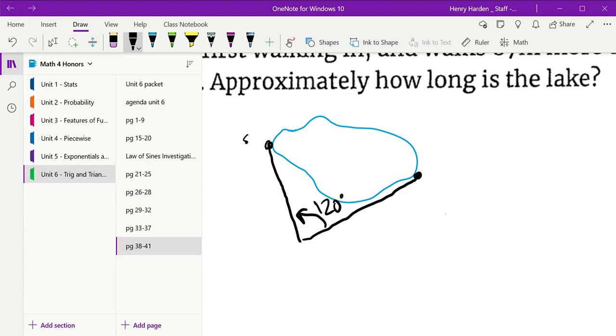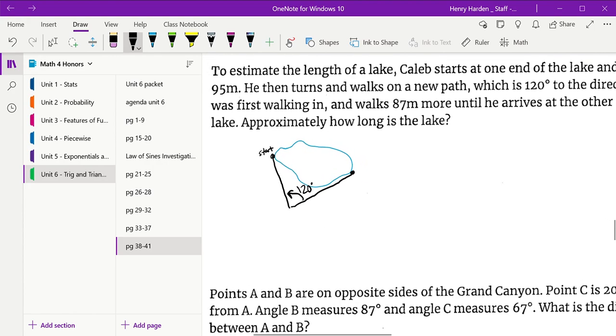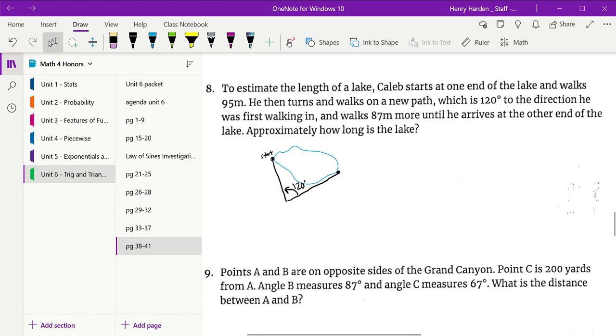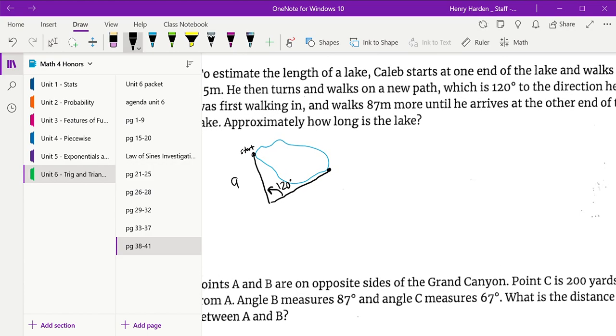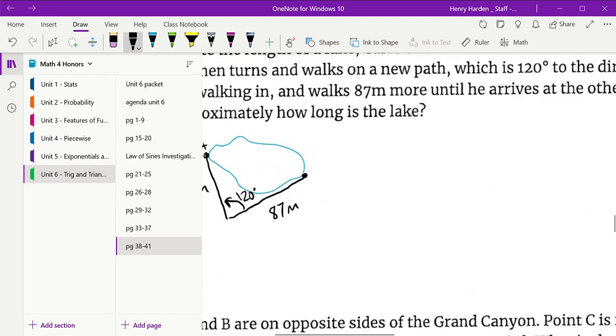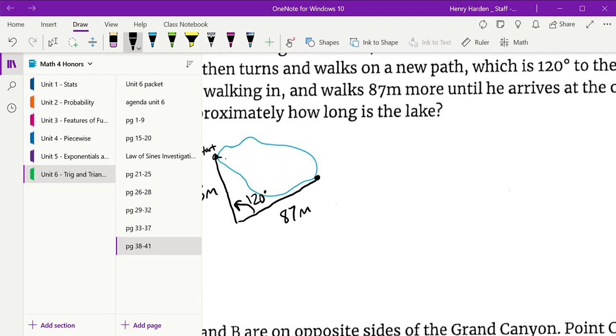So he started here, and then he ended over here, but this new path is 120 degrees from the direction. All right, he walks 87 meters, so this was 95, and then he walks 87 meters, not drawn to scale, so obviously this side looks longer, until he arrives at the other end of the lake. Approximately how long is the lake? So we're looking for approximately that. Okay, so we'll call this x.